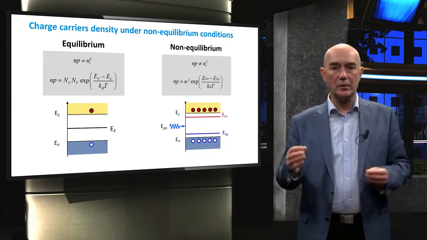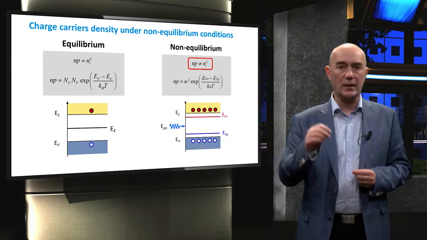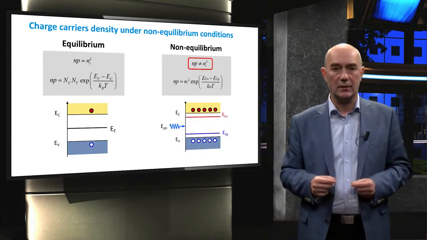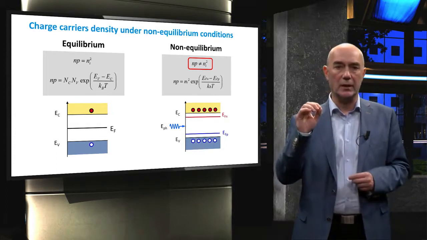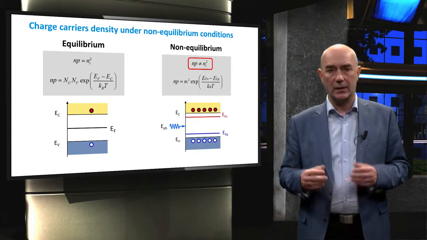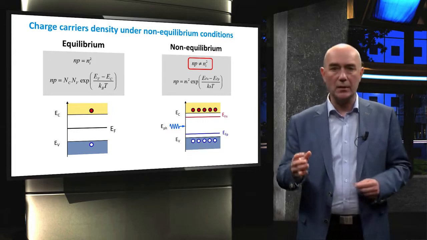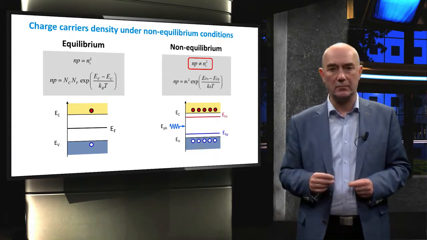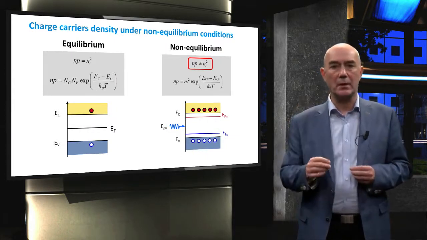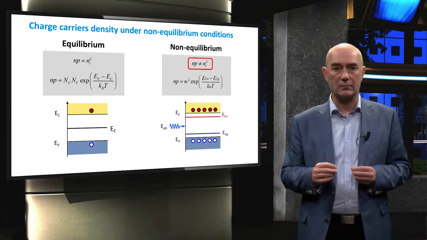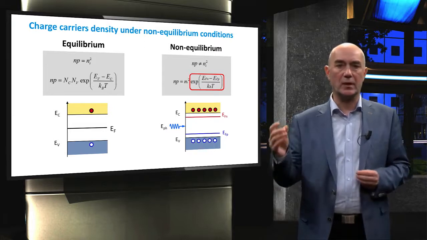It is also important to mention that in non-equilibrium state, the law of mass action is no longer valid. The product of carrier concentrations is no longer equal to n_i squared. In addition, the product n times p cannot be determined only as a function of the band gap energy. Instead, we also have to take into account the difference between the quasi-Fermi level energy levels. This results in the presence of this exponential term.